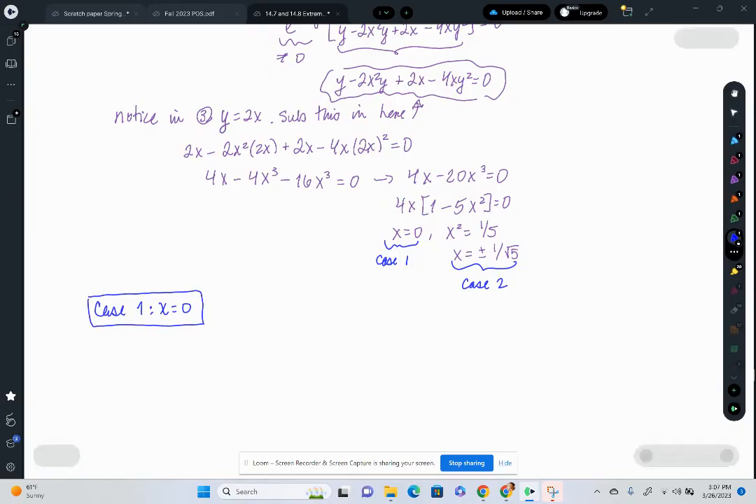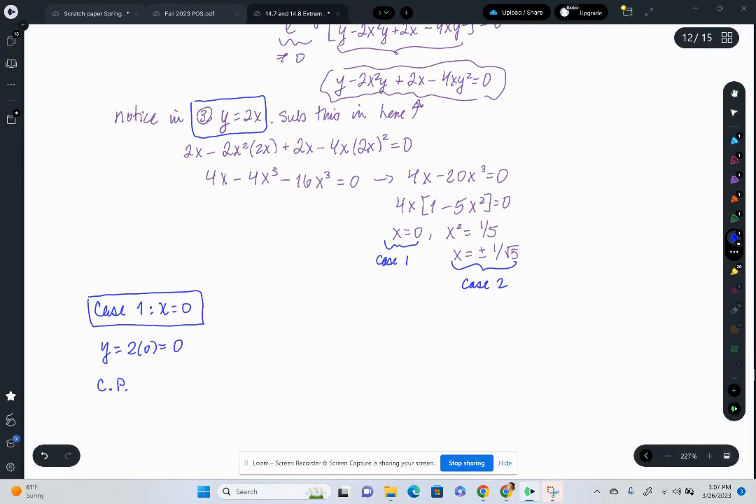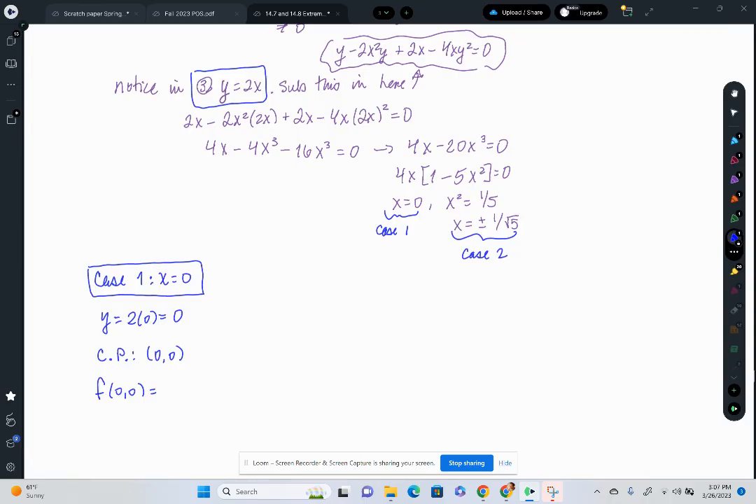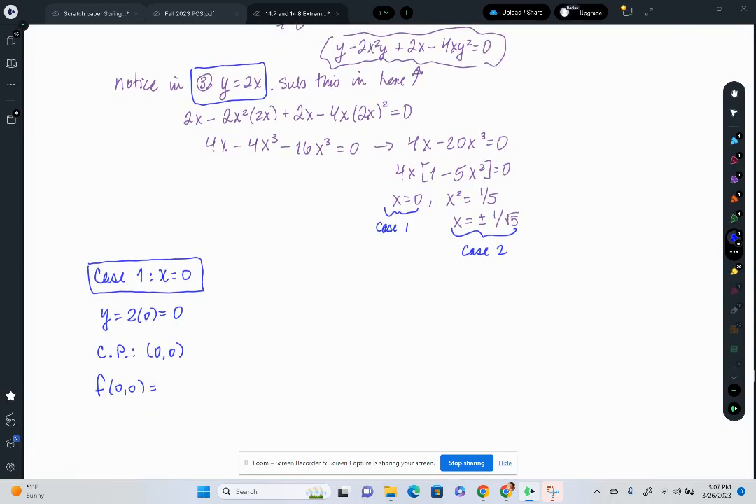If x is equal to 0, remember up above, we were working with y is equal to 2x. So then y will be equal to 2 times 0, which is 0. And so what we're getting here is a critical point of (0, 0). And our function evaluated at (0, 0) is xy, so that's 0 times e to the minus x squared minus y squared. So this overall gives us just 0. May or may not be interesting.